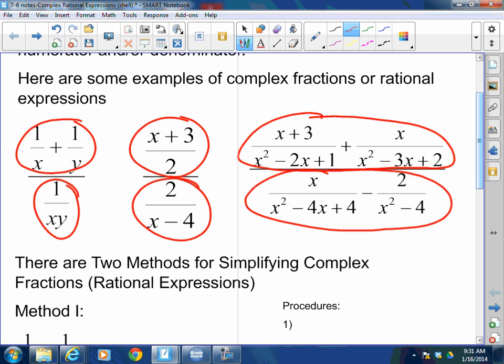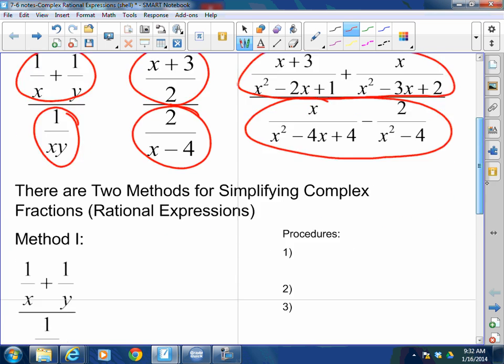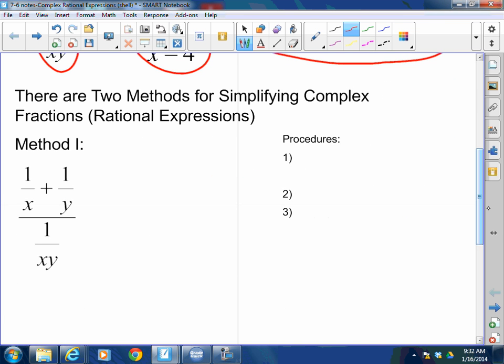We did some work on this already, so this is not going to be too difficult. That's the good news. There are two methods for simplifying complex fractions. Method 1, I'm going to teach you, and then I'm going to teach you method 2. I have to teach both. You guys are the ones that have to choose. I'm not going to be with you for the rest of your math careers, and you still have many years. So choose one method, learn it, love it, and live it.